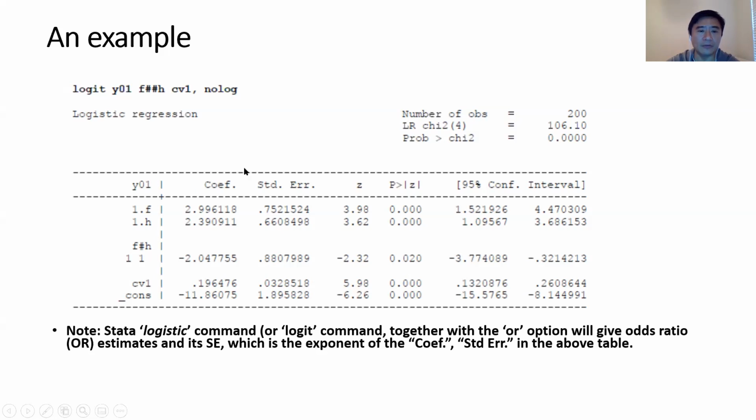And here is the standard output for Stata. If you're interested in the meaning of each part, this is definitely different from the SAS output. The coefficient is actually your beta. It's not the odds ratio. It's your beta or log of the odds ratio. This part is the standard error, this is a z-test score, this is a p-value, and this is the 95% confidence interval for the beta value.